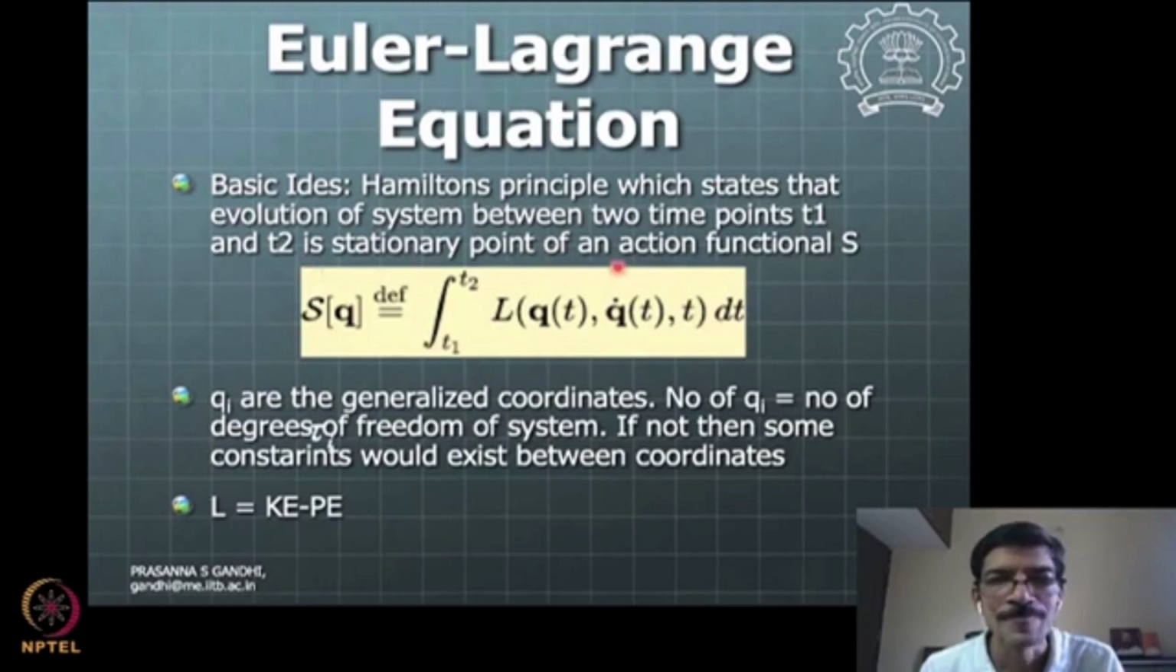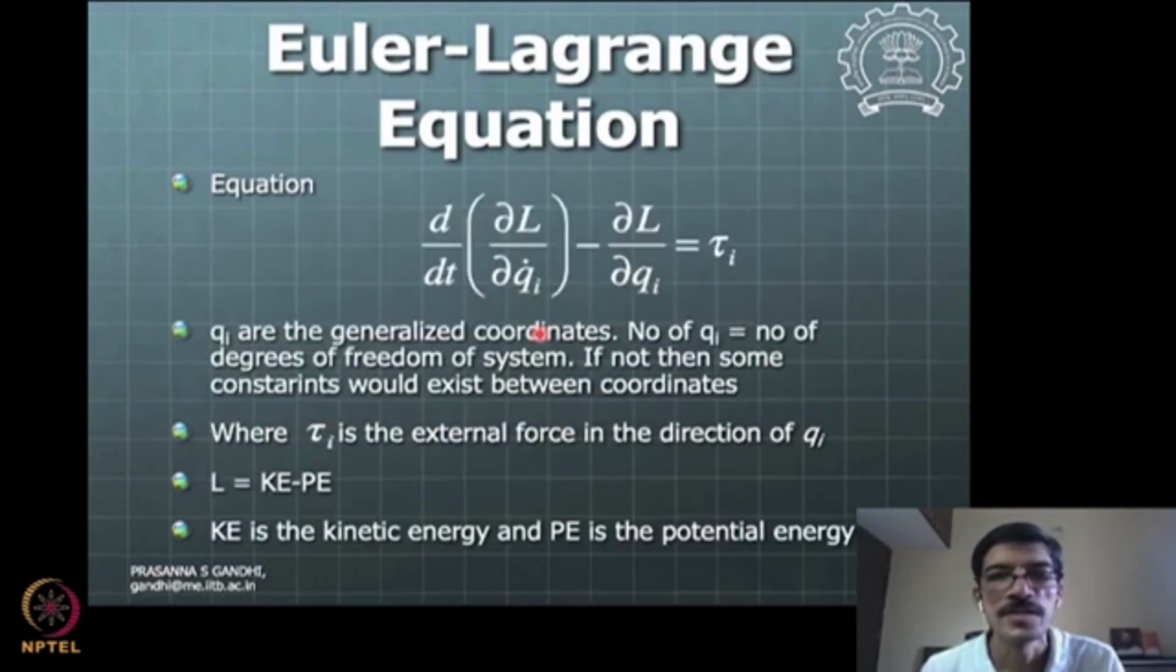this functional to minimize for a general system of n degrees of freedom. The variation of S, which is delta S with respect to the q's, will be equal to 0. What it gives when we mathematically derive it in terms of L, that gives us this final equation.